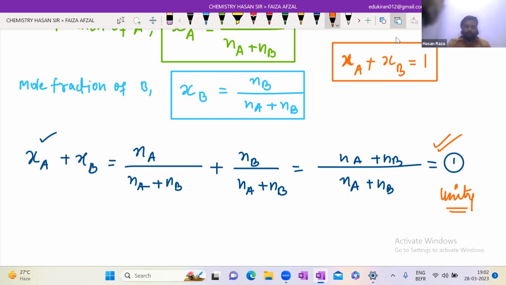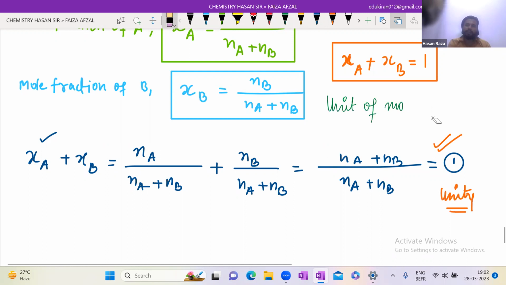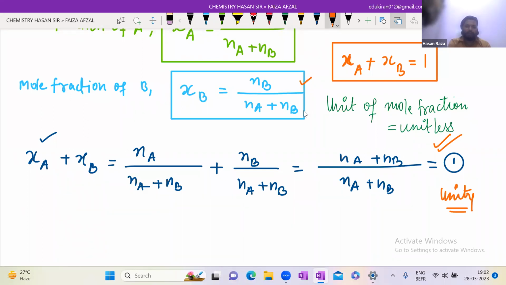Yes, sir. One more thing is the unit of mole fraction. The unit of mole fraction will be unitless. Why is it unitless? As you know, in the numerator it is mole and in the denominator it is mole. So mole and mole will cancel and there will be no unit. It is unitless. Is that clear? Yes, sir, clear. Have you written it all?